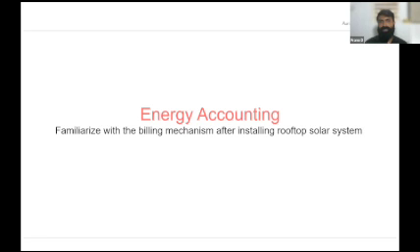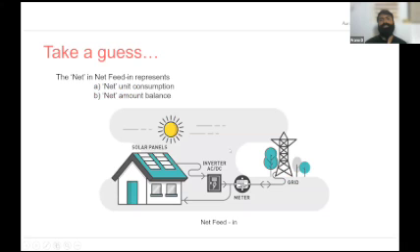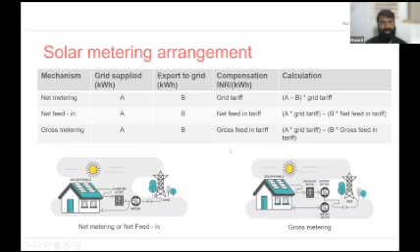To explain this clearly, we take a representation of the metering mechanisms that are available. For participants who mentioned that the net in the net feed-in mechanism represents net unit consumption, it would be incorrect to assume that, because as you can see here, the net metering and the net feed-in mechanisms have a similar arrangement, which uses a bidirectional meter that records how much you have consumed from the grid as well as how much you have exported to the grid.